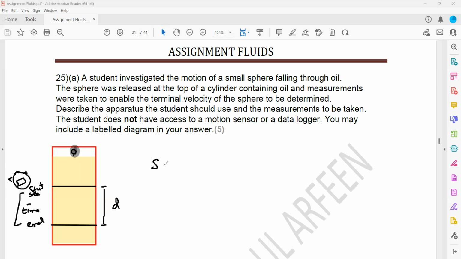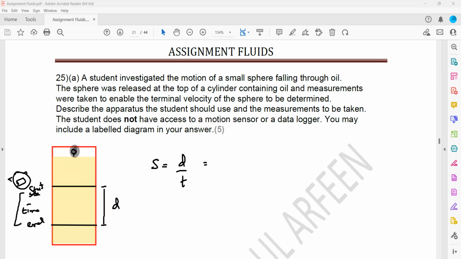To determine the speed, for the terminal speed we don't use the equations of motion, as at terminal speed there's no acceleration. So speed is equal to distance divided by time. So how do we measure the distance? By using a meter rule or a meter scale, and the time by a stopwatch.